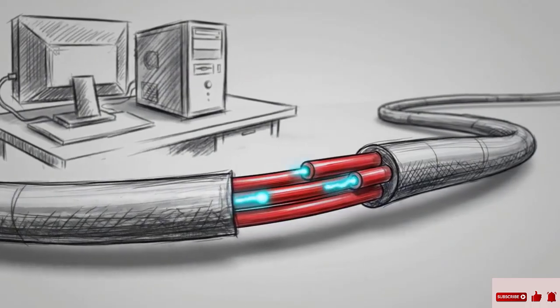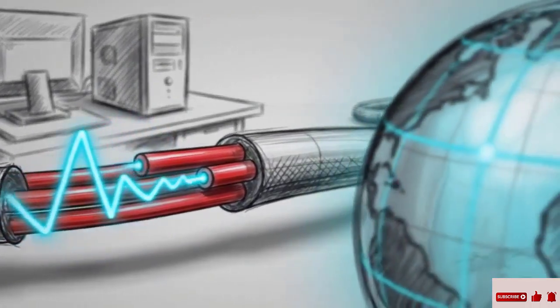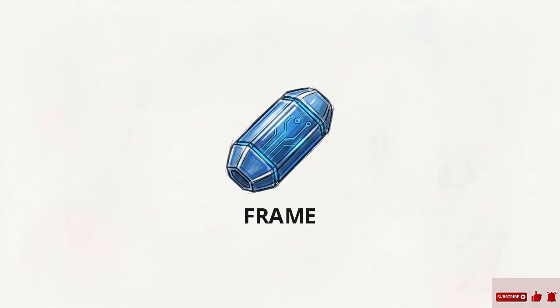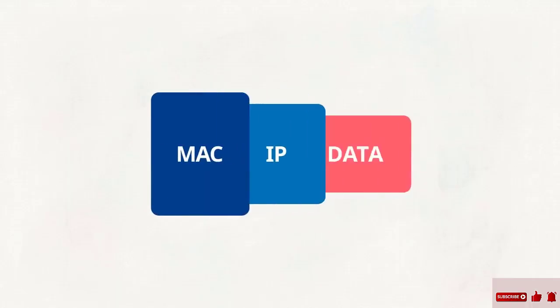Have you ever wondered what actually happens behind the scenes when you ping a device on your network? To see that raw data, we are going to use Wireshark. It acts as a packet analysis tool, capturing those invisible frames so we can crack them open.